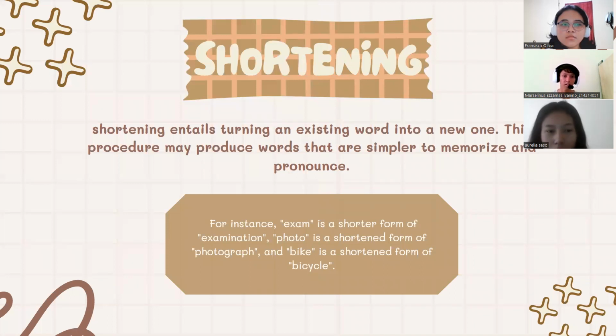Next is shortening. Shortening entails turning an existing word into a shorter one. This procedure may produce words that are simpler to memorize and pronounce. For instance, exam is a shorter form of examination, photo is a shortened form of photograph, and bike is a shortened form of bicycle.